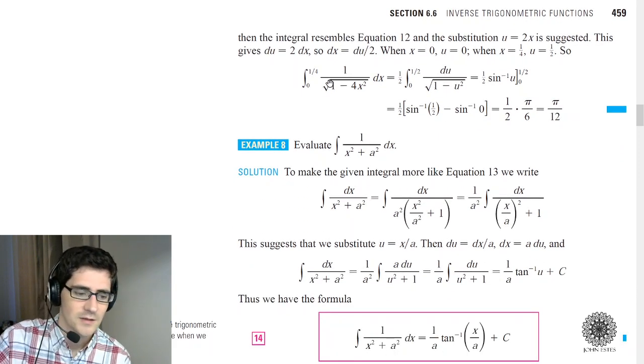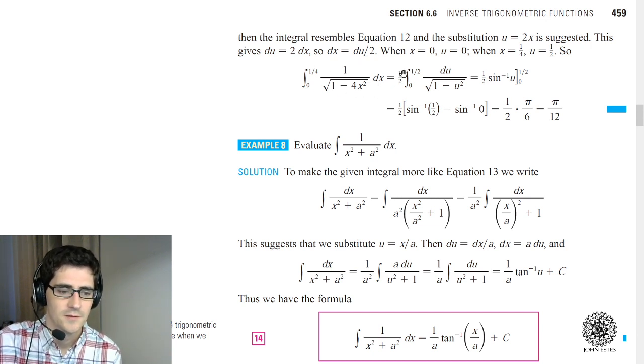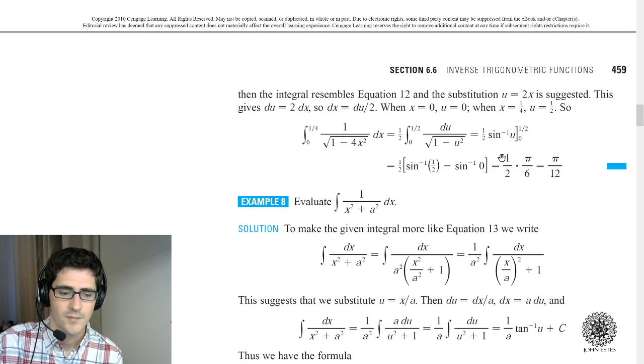So then my integral becomes, let's see if we did this right. Our original integral is going to be, we had 1/2 du, so take the 1/2 out. I'm integrating from 0 to 1/2, du over the square root of 1 minus u squared, because u was 2x, and I had 1 over square root of 1 minus 2x quantity squared. Make sense? From there, I'm just ready to recognize that that is sine inverse u.